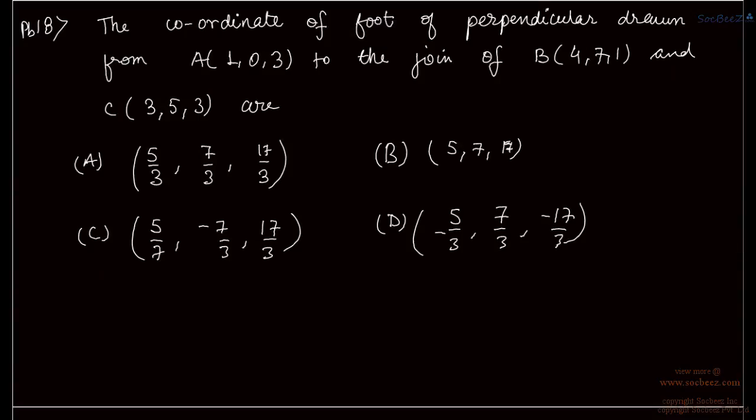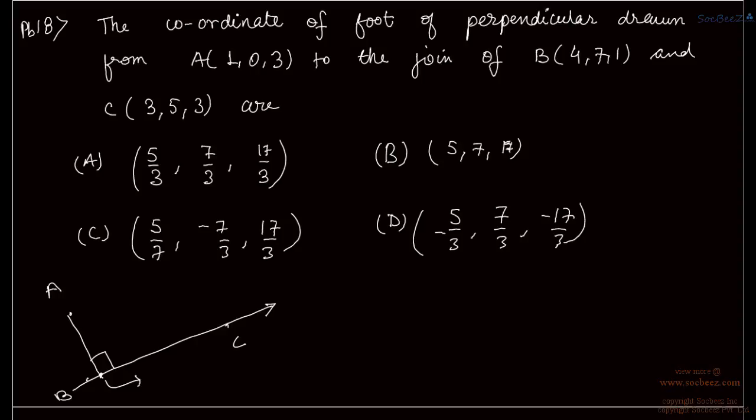The coordinate of the foot of perpendicular drawn from A to the line joining B and C is, okay. So say this is point B and this is point C, and we have a line joining B to C, this line, and there is a point A, say this is a point A. So we have to find the foot of perpendicular on the line joining this. That means we have to find this point. Okay. So let us first find the equation of line BC.